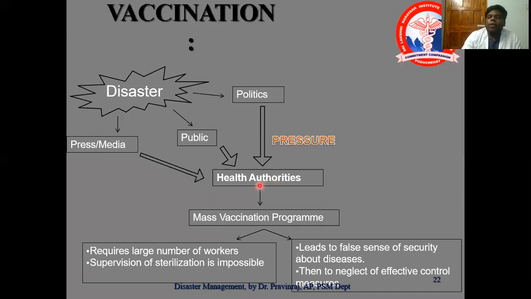If the health authority is going to start a mass vaccination program, what things will happen? One, it will need a large number of workers, when supervision of sterilization is impossible. Then this mass vaccination program leads to a false sense of security about disease. People will think that they have been vaccinated, so nothing is going to happen. That is one of the drawbacks. Then neglect of effective control measures. The main thing is that we have to provide more workers, giving our manpower here when we could use it for other work.